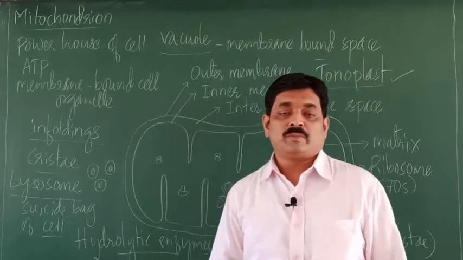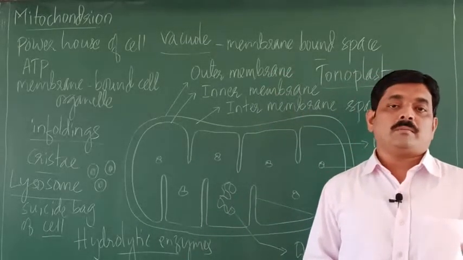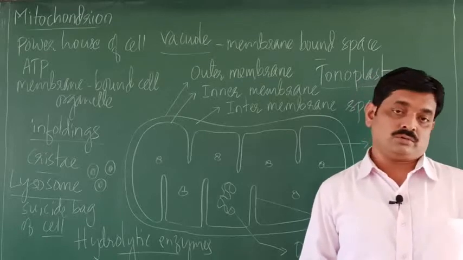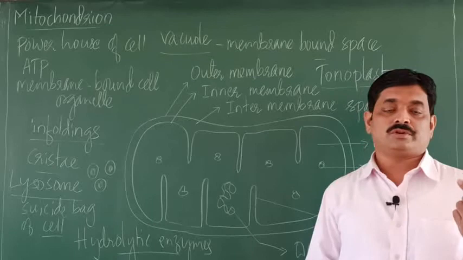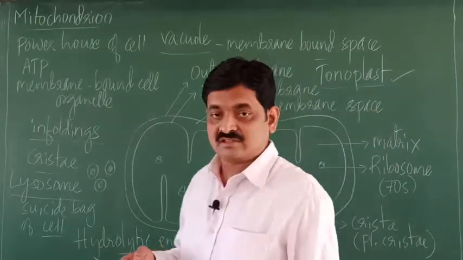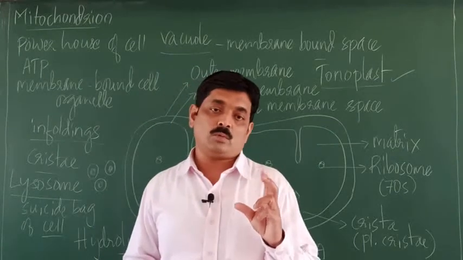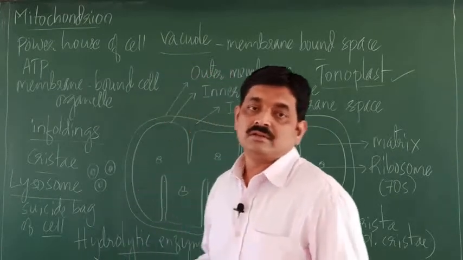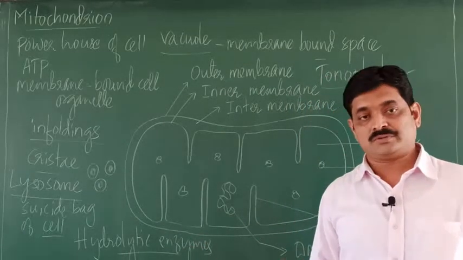Then you may expect a 1 mark question. Name the membrane of vacuole. So the answer is tonoplast. Or you may expect a question, what is tonoplast? So you have to write tonoplast is the membrane of vacuole, right? So like this you may expect some 1 mark questions.